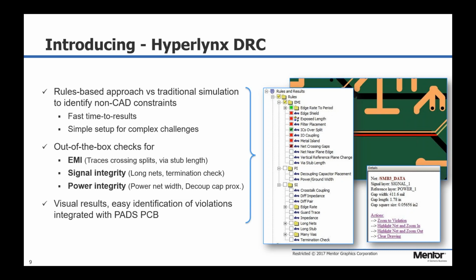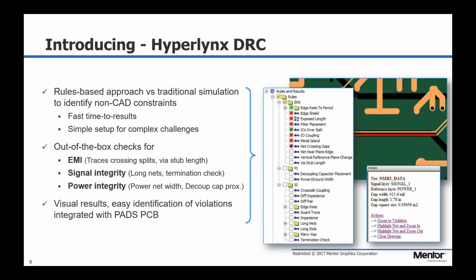There are a standard set of checks out of the box with Hyperlinks DRC. There are checks for EMI, so things like traces crossing splits. We've got via stub lengths that we may want to be checking. For the signal integrity side of things, we've got maybe checking for long nets, maybe checking for the termination on particular nets to make sure it's accurate, it's correct.